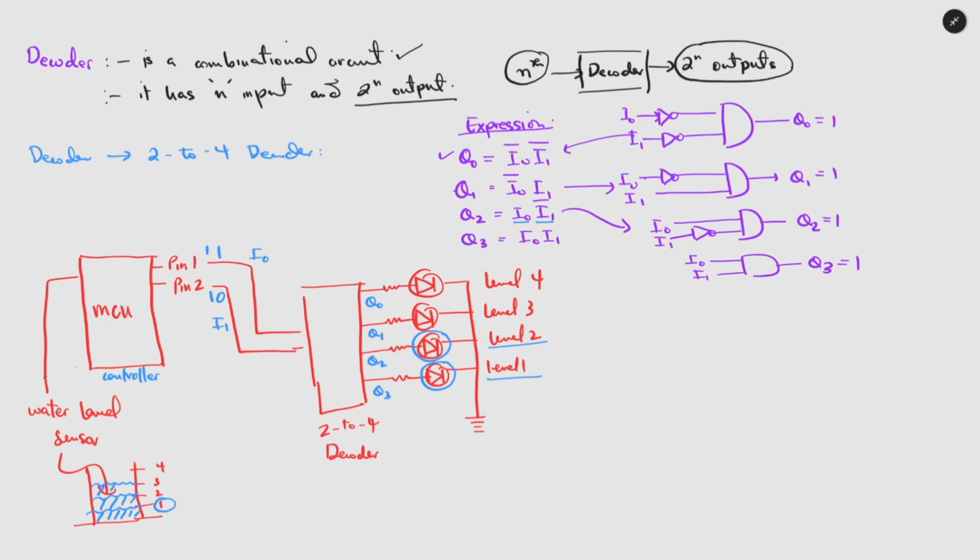And when the water reaches level 3, what will happen? Pin 1 will be 0 and pin 2 will be 1, and in that case this LED will go on. And finally, pin 1 is 0 and pin 2 is 0 when the water reaches sensor 4. Now the microcontroller will produce bits 0 0 at these two pins, and when the 2 to 4 decoder detects the two logic levels at the input, it will give out logic 1 to level 4. So this is how you can design an indicator for a particular application.